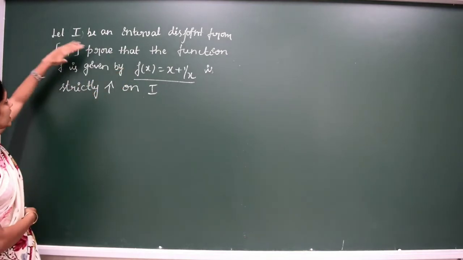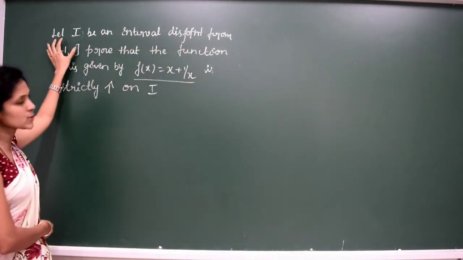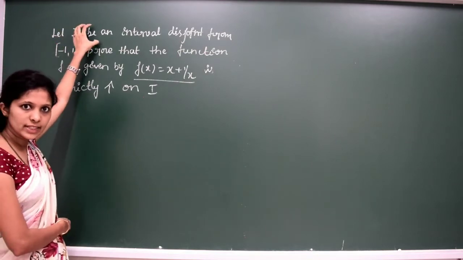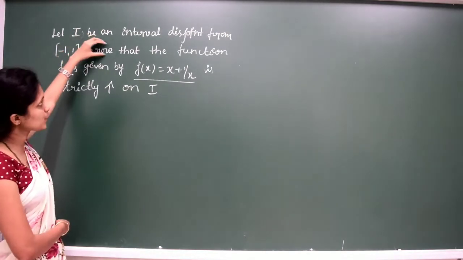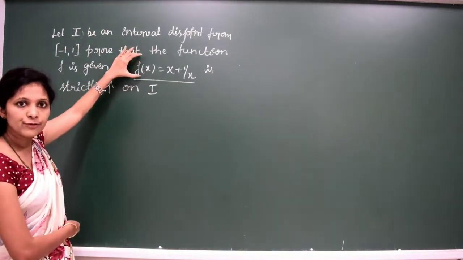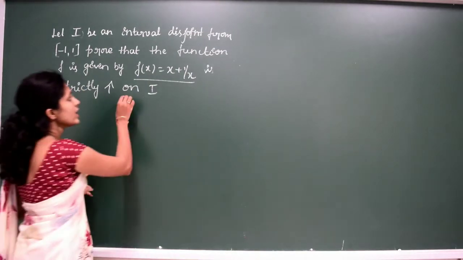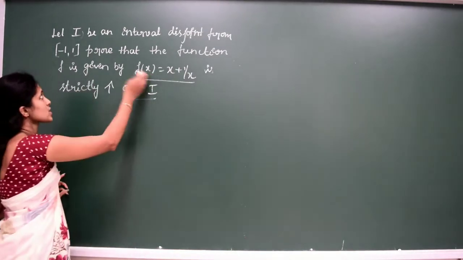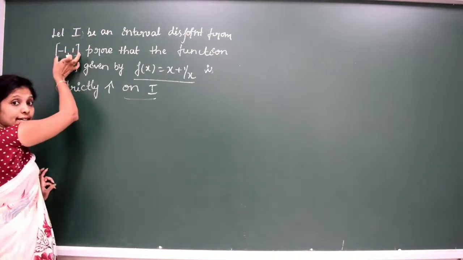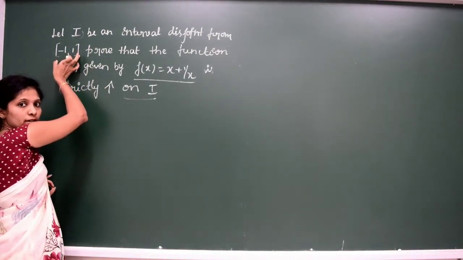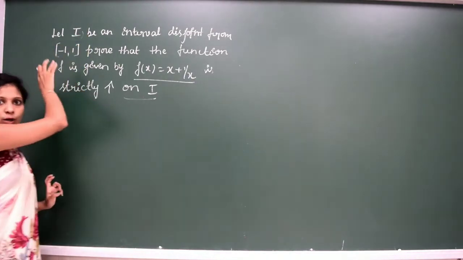Read this question carefully. Let I be an interval disjoint from the interval minus 1 comma 1. There is one interval given. It does not include minus 1 comma 1. Prove that the function given by f of x is equal to x plus 1 by x is strictly increasing on I. You have to prove that this function is strictly increasing on I. Obviously the function will be decreasing on minus 1 comma 1. Is it clear? In this interval I, minus 1 to 1 is not included.